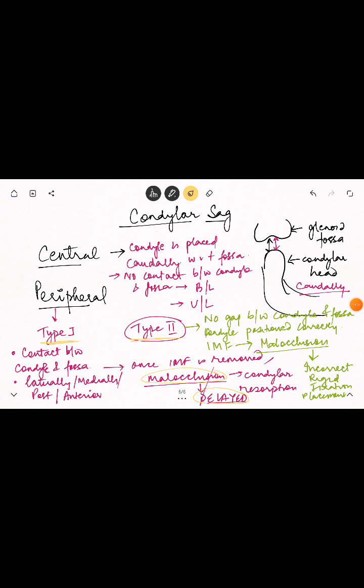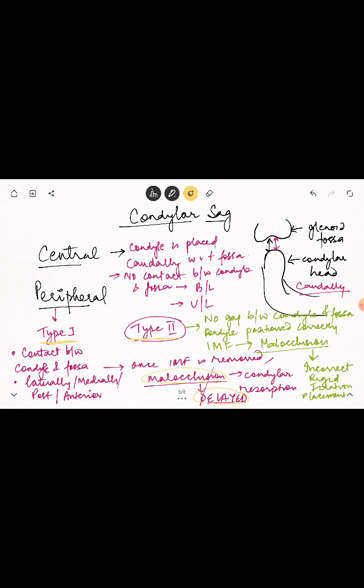And because of this gap between the condyle and the fossa, once IMF is removed, in case of central condylar sag I'm saying, the mandible will rotate in a clockwise direction posteriorly. So due to the clockwise rotation of the mandible, we will see anterior open bite in case of central condylar sag. In case of bilateral central condylar sag, we will see anterior open bite. Whereas in case of unilateral central condylar sag, we can see posterior open bite.